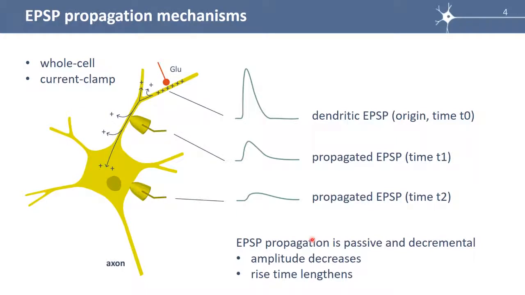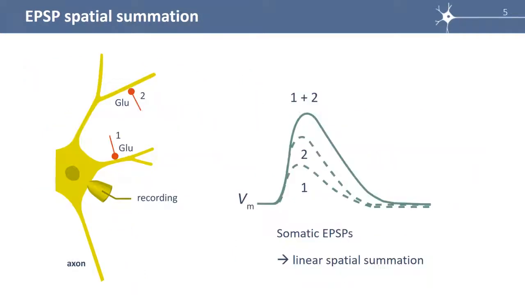We say that this propagation is passive because it's a passive repel of plus charges, and decremental because it loses in amplitude while propagating. It should be noted that plus charges propagate in two directions. They don't only propagate downstream towards the axon initial segment, they also propagate upstream, of course, because there is no reason that there is a direction of propagation. But upstream, we are not interested in it because what is interesting is what it does at the axon initial segment.